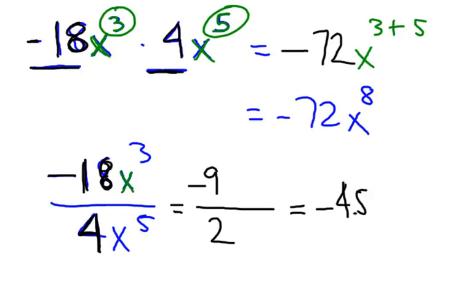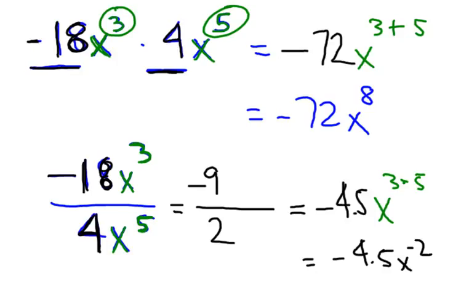My rule for dividing variables is if I'm dividing, I always subtract the bottom, in this case the 5, from the 3. So I'm going to do it out here actually, x to the 3 minus 5, which is a negative 2. So one way to think of this is just negative 4.5 times x to the negative 2.